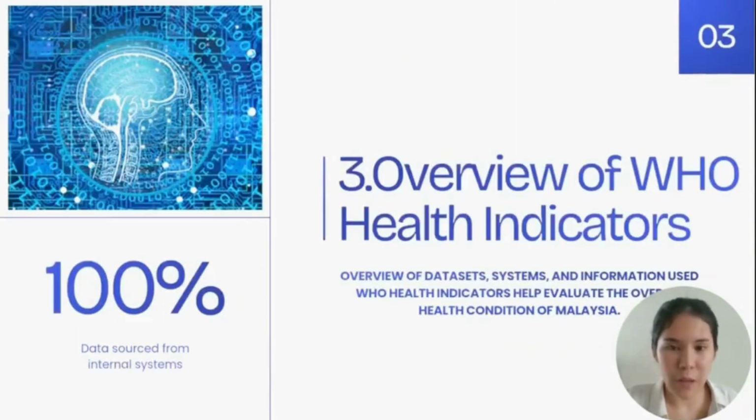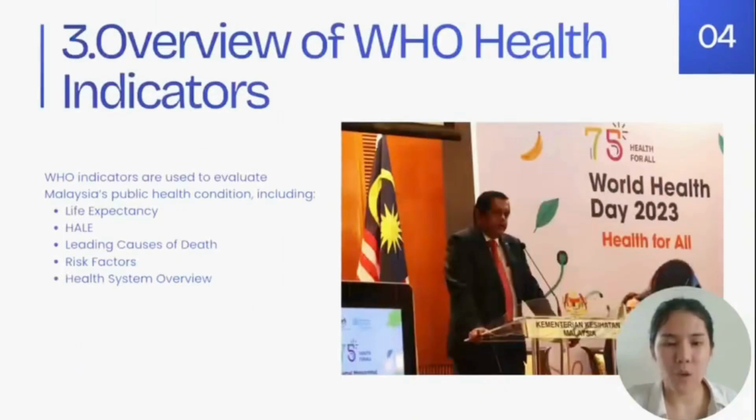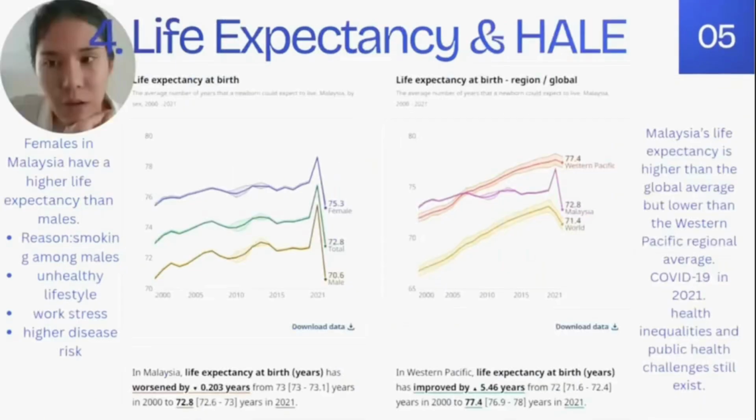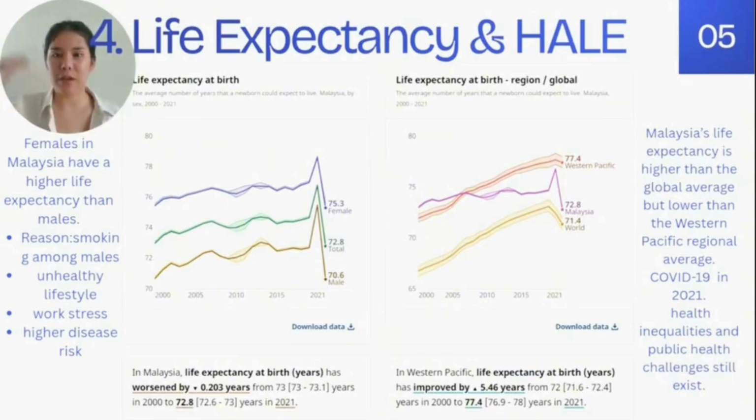The third is an overview of WHO health indicators. Let's start now. So what is WHO? WHO indicators are used to evaluate Malaysia's public health condition, including life expectancy, HALE, leading causes of death, risk factors, and health system overview.